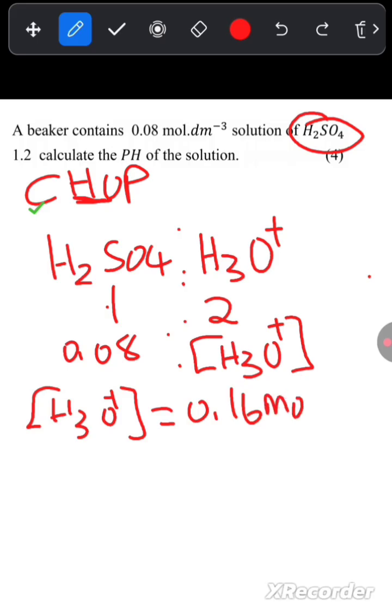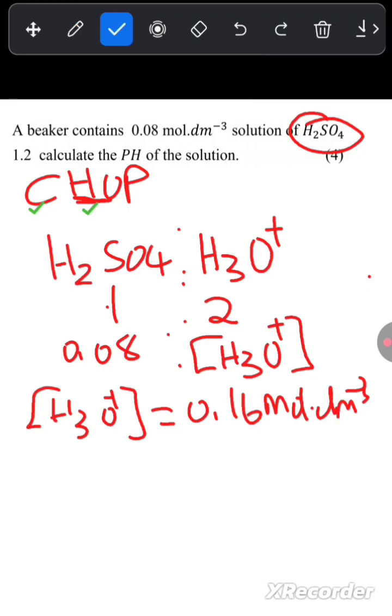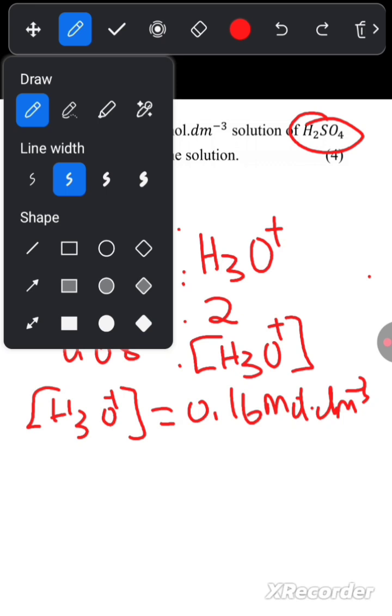We say mole per cubic decimeter. Don't forget to write units. Now, after getting this concentration of hydronium ions, we can go to pH. We got the concentration of hydronium ions. Let's find the pH now.